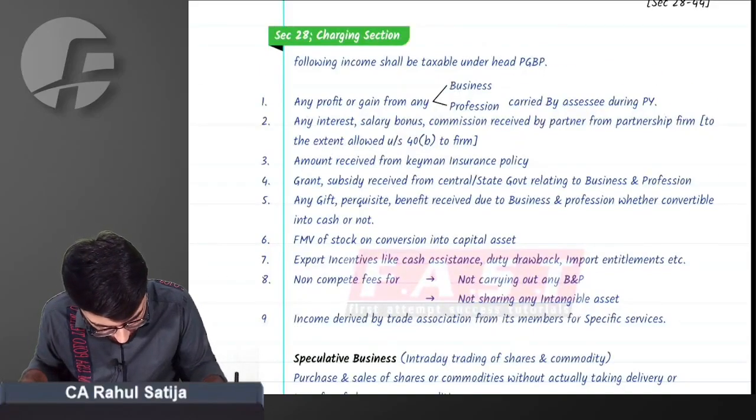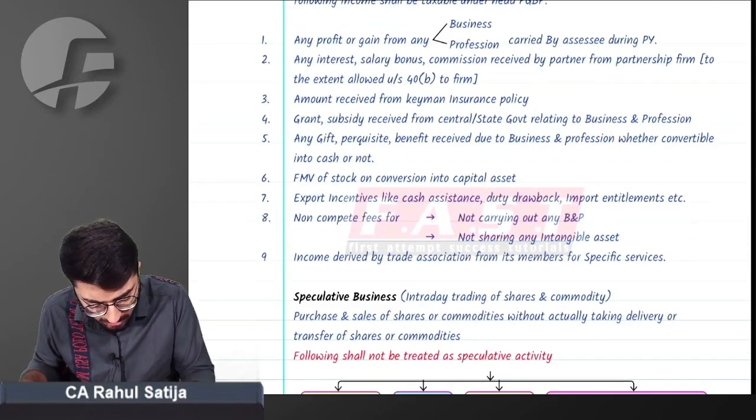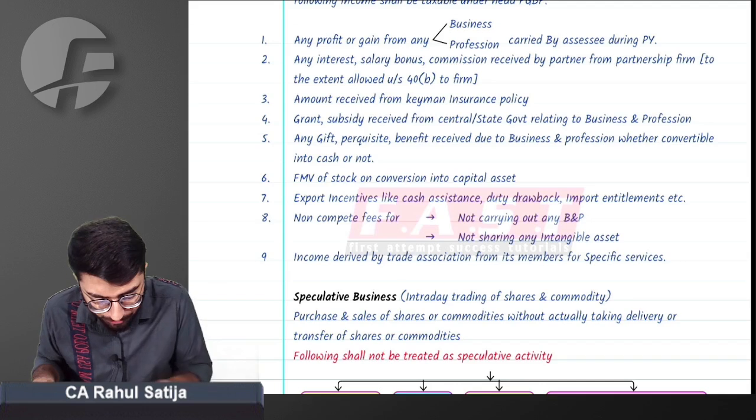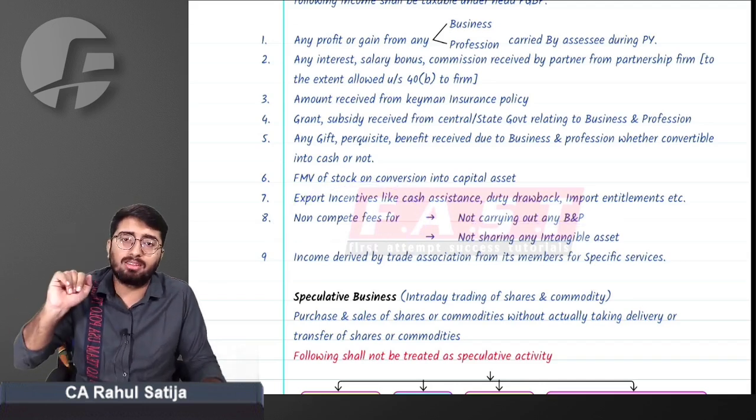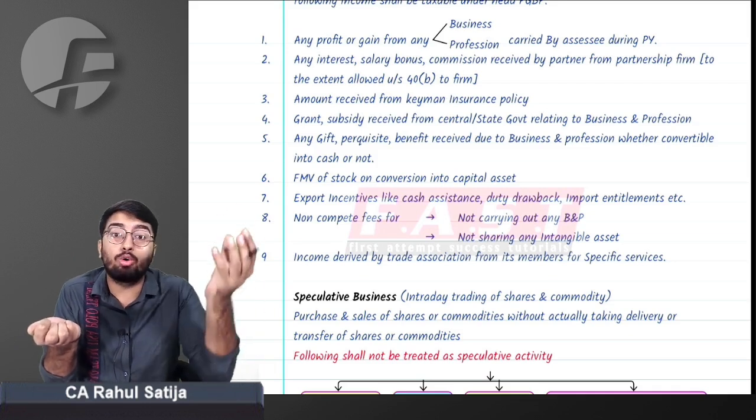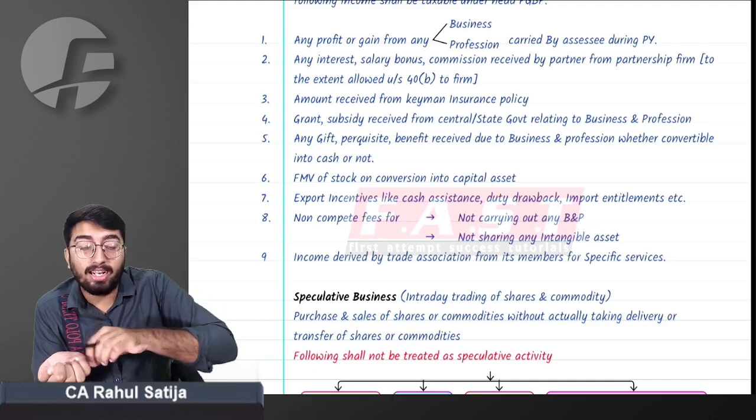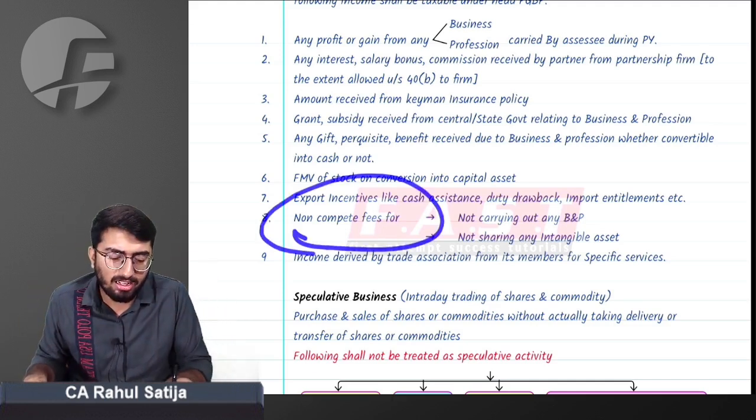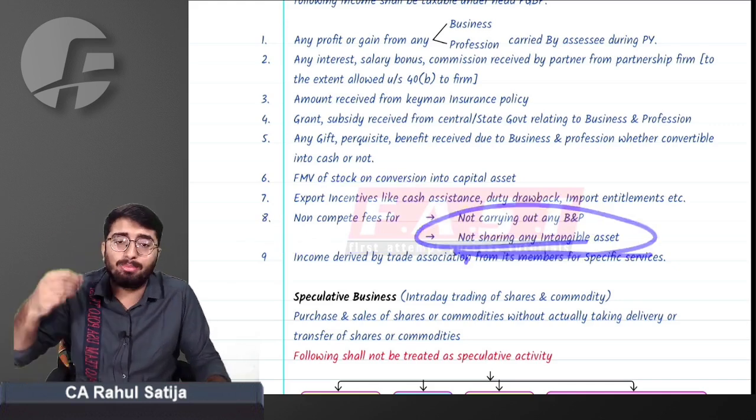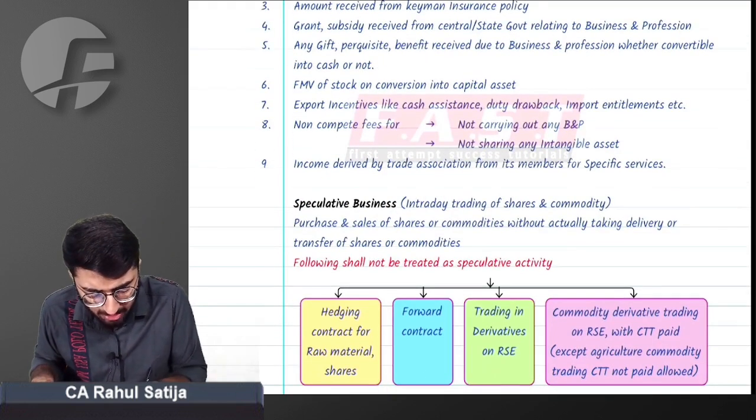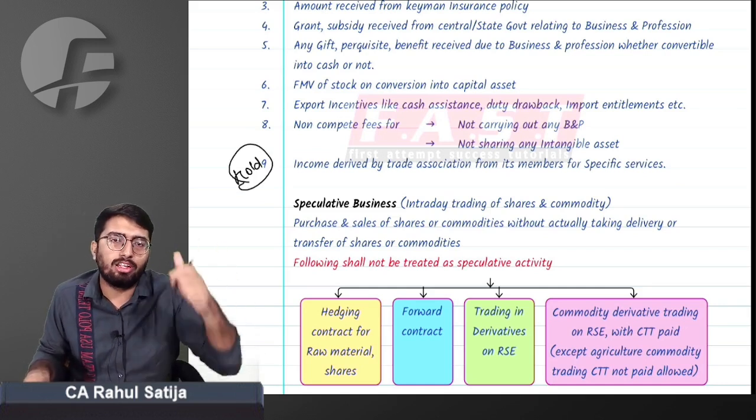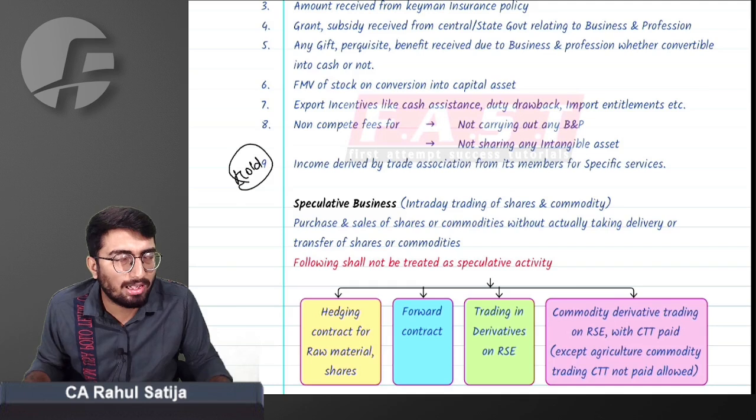Sir, next point. Any kind of export assistance like cash assistance, duty drawback, and import entitlement will be PGBP income. Then non-competition fees for not carrying on any business. For example, I am having a sweet shop and Haldiram's also arrives at the same place and wants to open an outlet. Now Haldiram's pays me 10 lakh rupees for not doing any business. Any such fees received by me will be taxable under PGBP. Or any fees paid for not sharing any intangible asset will also be taxable under PGBP. Any income derived from the trade association, I want you all to keep it on hold because this will be studied under section 44AA later on.